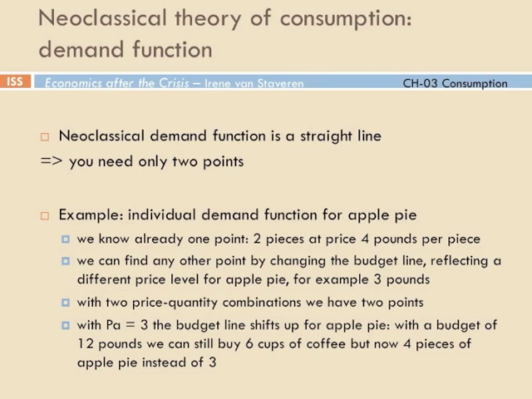1 point, that is 2 pieces of apple pie at a price of £4. Now, if we change the budget line, we can find another point for the demand function. Now, I will not go into the technicalities of this. Let's just move to the next slide with a diagram.